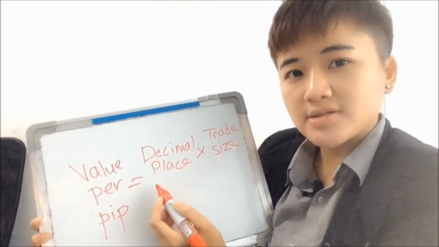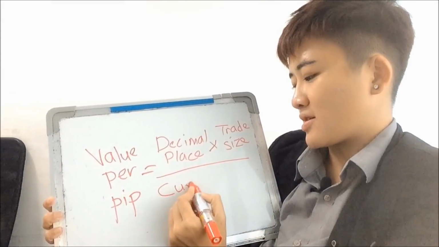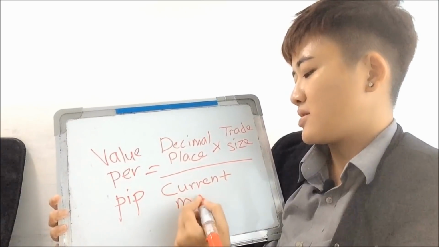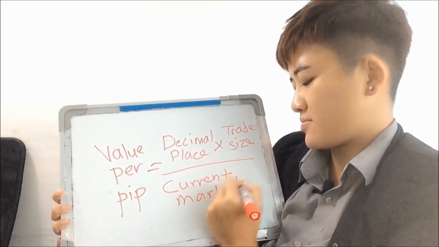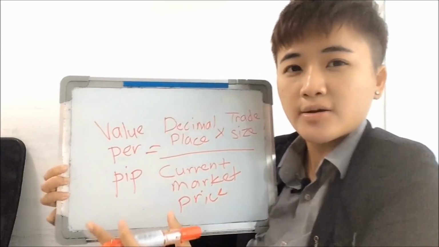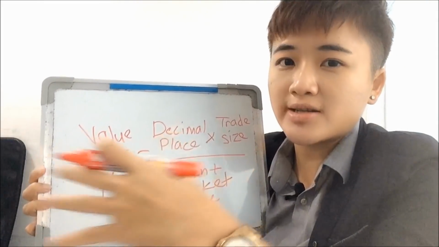Whether it's 100,000 units, 10,000 units, divide that by the current exchange rate or current market price. Meaning that this is where you look at the chart and determine, okay, what price is euro dollar at right now? What price is dollar yen at right now?